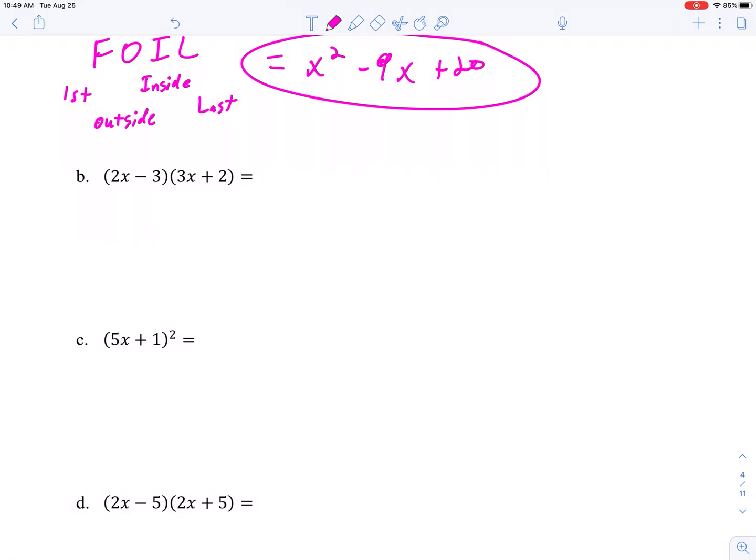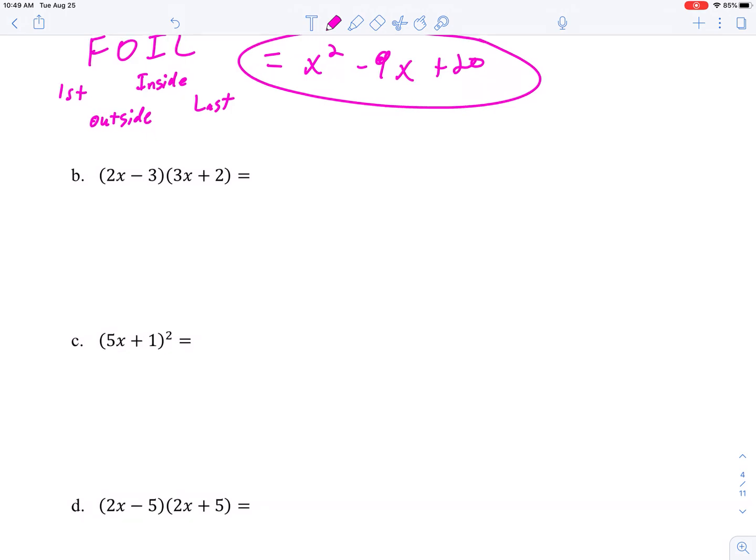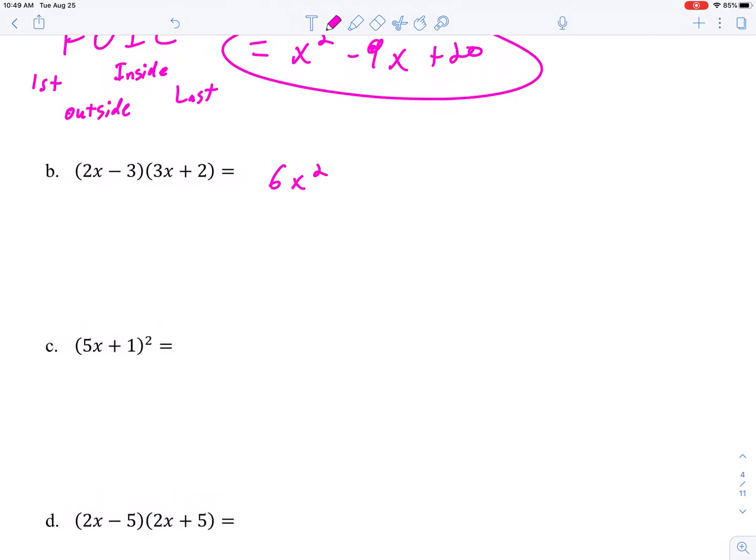Okay? So if you FOIL on part B, if you FOIL correctly, you should get 6x squared plus 4x minus 9x minus 6. Then combine your like terms, and don't forget, keep writing equal signs as you write each line of your work. That's important. So combining like terms, 6x squared minus 5x, because we're combining the x's, minus 6. Okay?